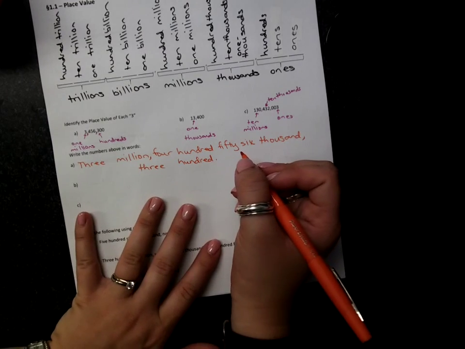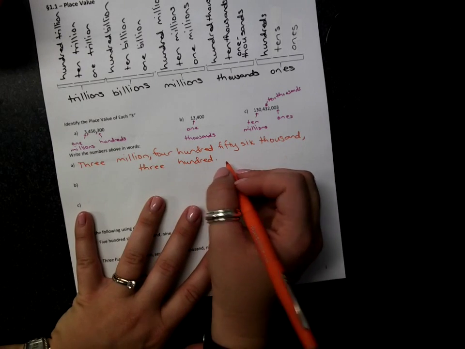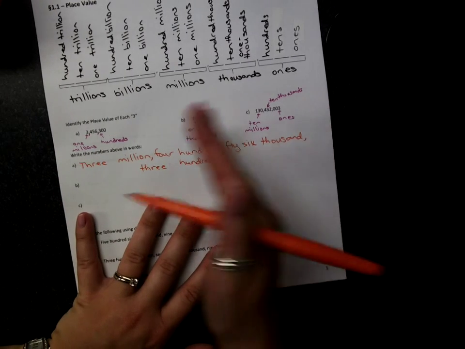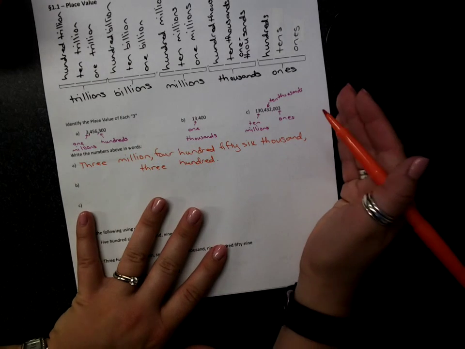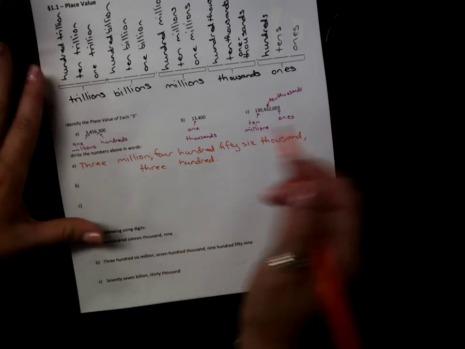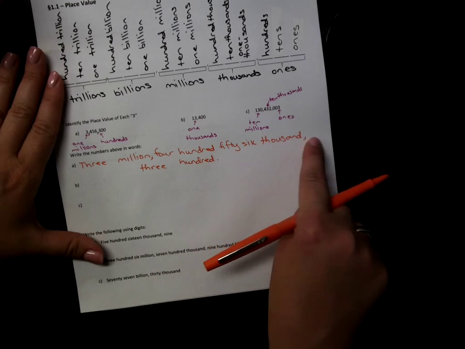I want to point out that we do not use the word and anywhere in this. The word and is specifically saved for decimals, which we'll get to later. So we do not use any extra words here.